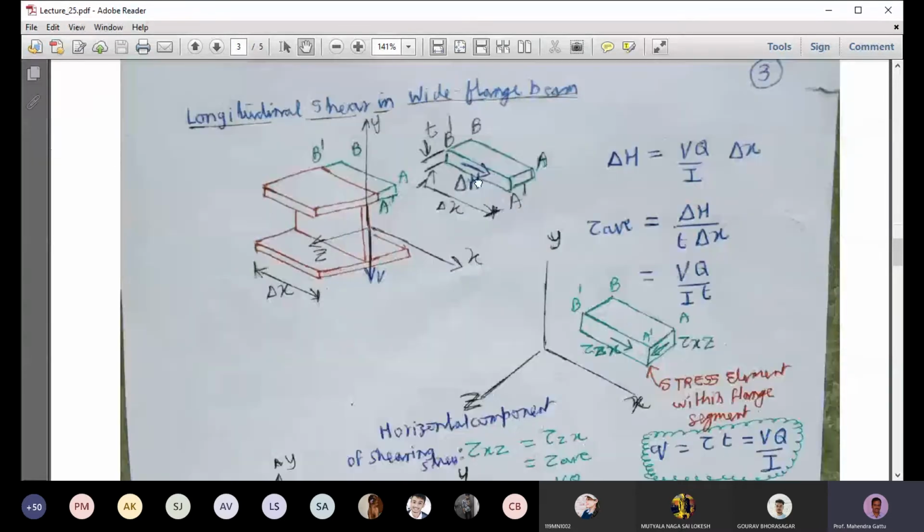So let's look at that wide flange beam. Let me just take a small break in front.